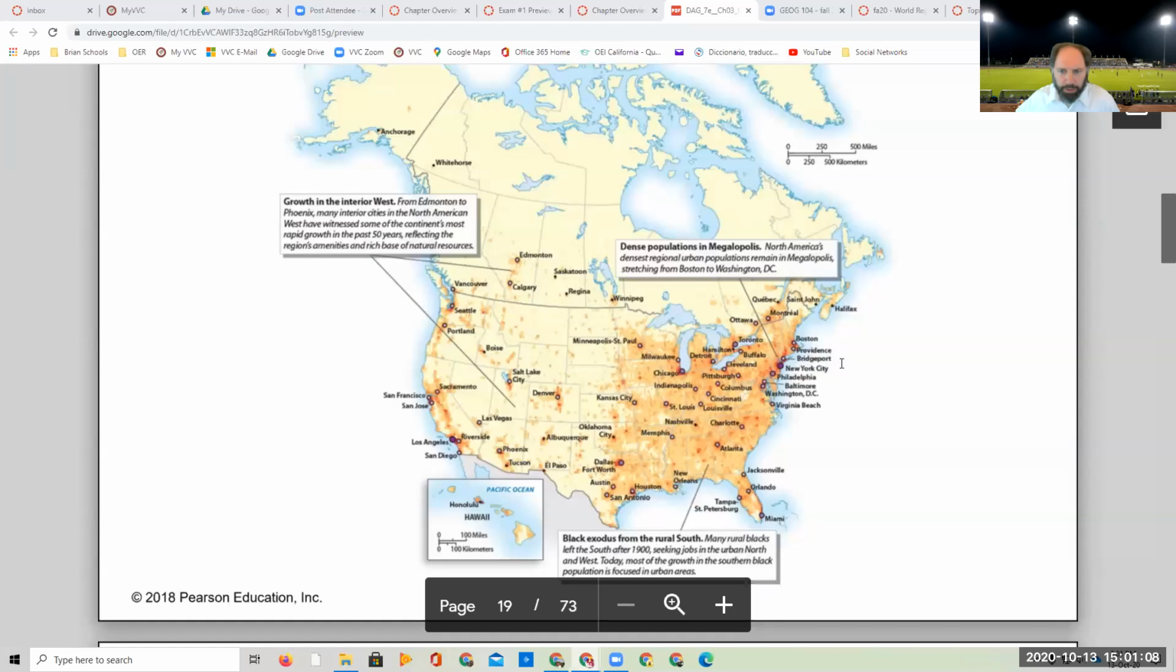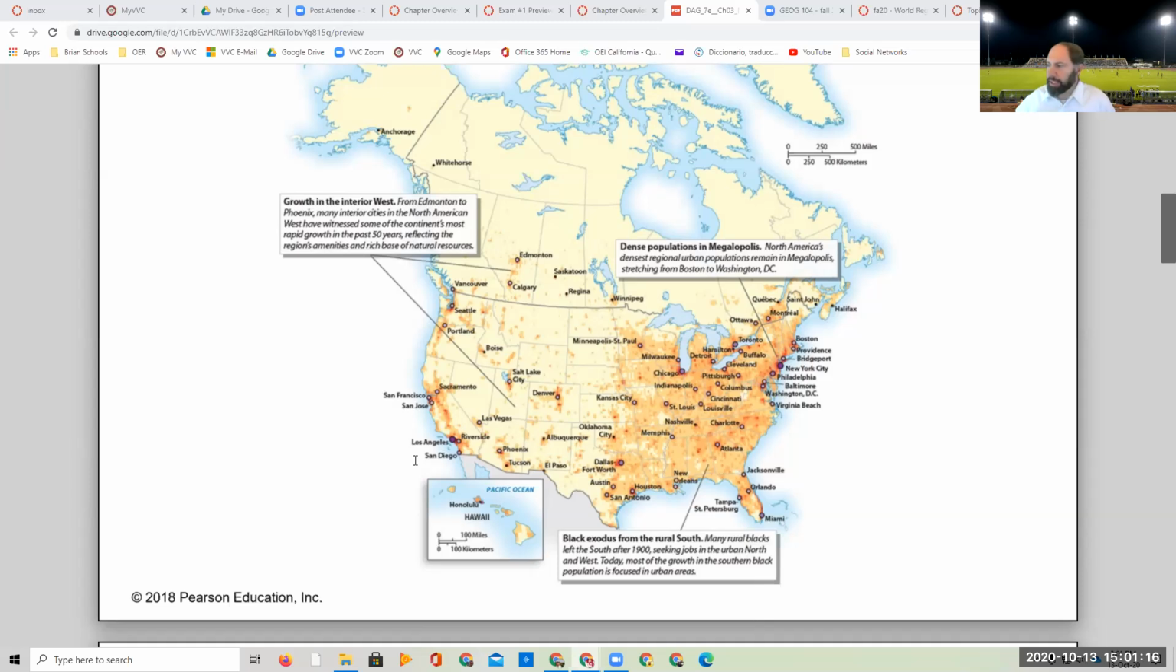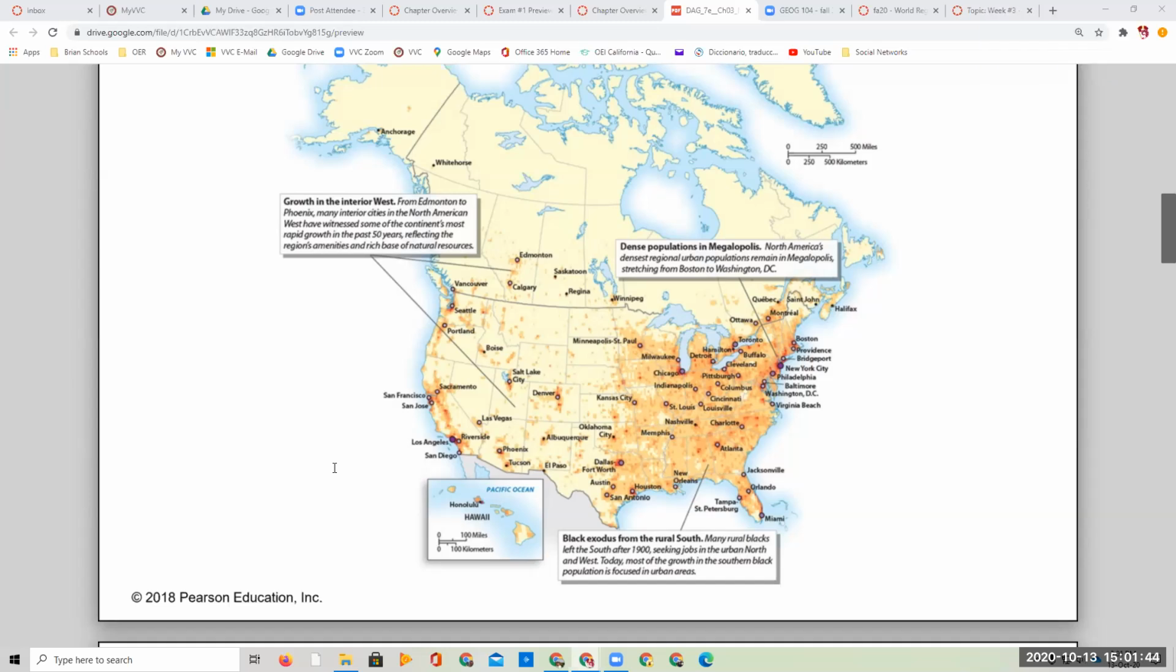What's the difference between the Northeast here, Chicago, Cleveland, Buffalo, Boston, and Los Angeles and San Francisco? What's one big difference? Why would people leave Buffalo to come to Los Angeles? Okay. What are the winters like in Buffalo or Chicago? Cold as hell.